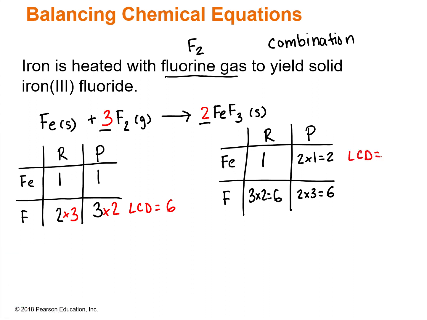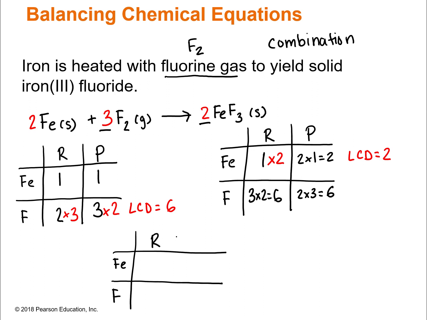The lowest common denominator is going to be 2. We multiply where we see iron by 2 on the reactant side. This should be our final table. Everything should be balanced at this point. If it's not, then you need to go back and check your math.